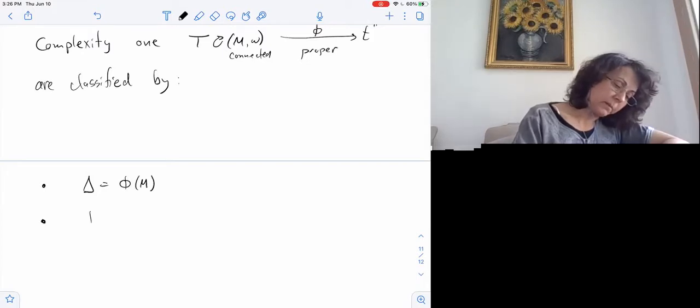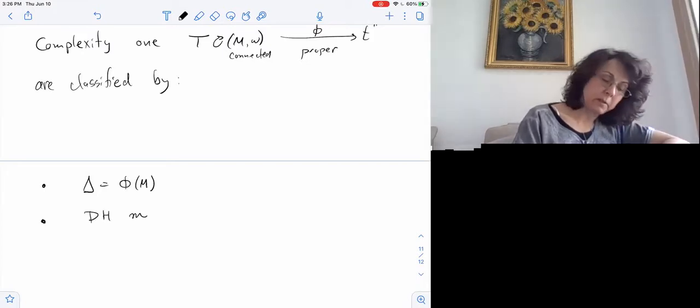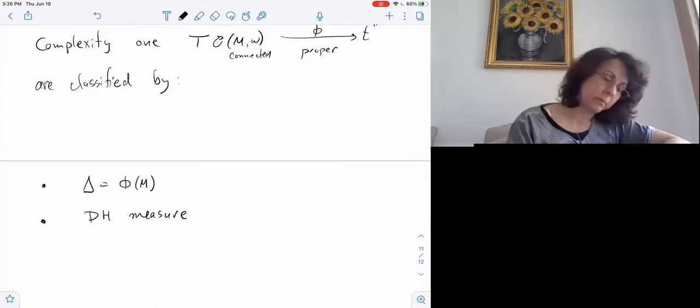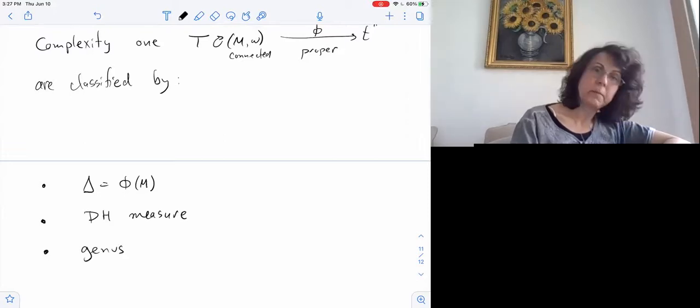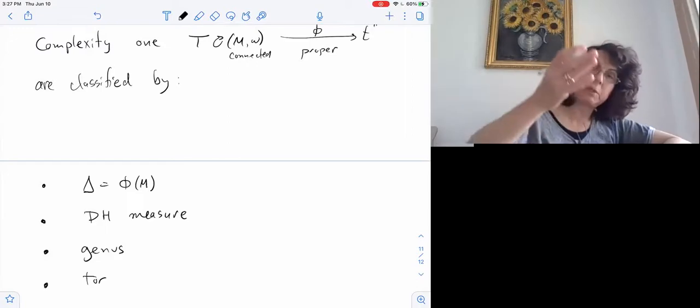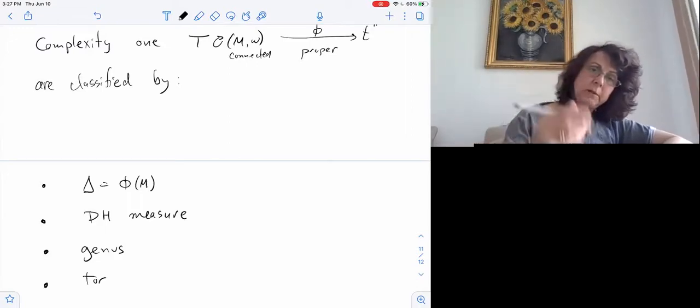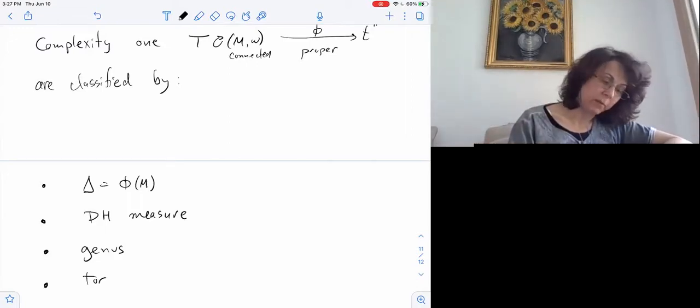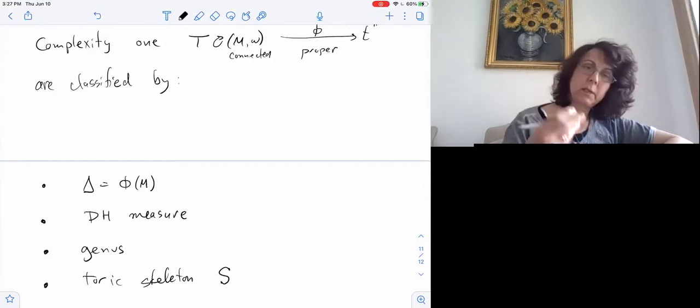Second, the Duistermaat-Heckman measure. But as I said, this is mostly determined by the other guys. Third, the genus. Fourth, genus means genus of the reduced space. They're all going to be surfaces of the same genus. Fourth, the toric skeleton. So the toric skeleton, again, is the image of the toric strata inside the quotient.